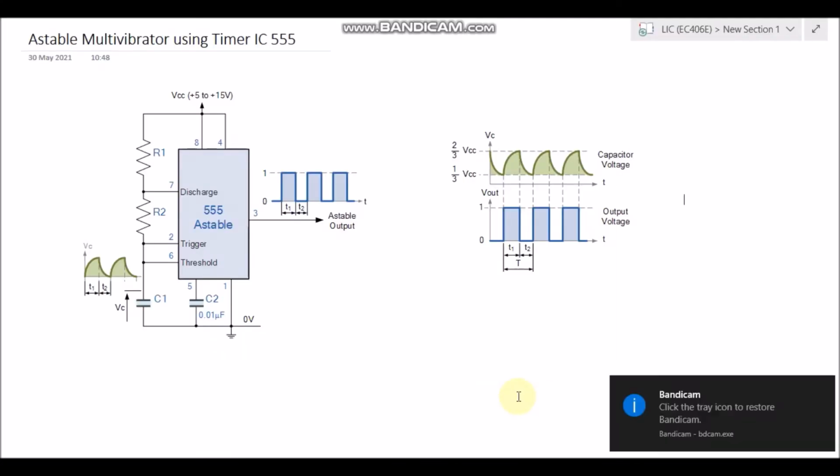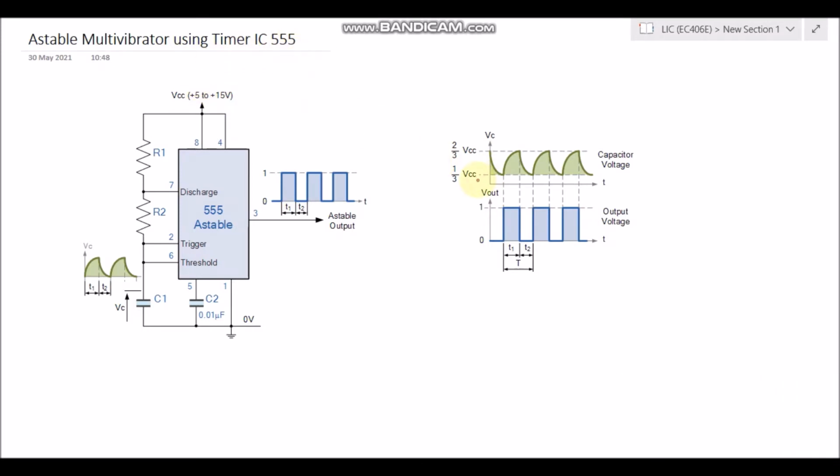In order to perform the experiment on astable multivibrator using 555, let's see the theory behind that one. So you can see this is a circuit diagram for astable multivibrator using 555, where we can see two resistors are there bypassed with a capacitor. So we know in the astable it will continuously toggle between high and low, VCC and ground.